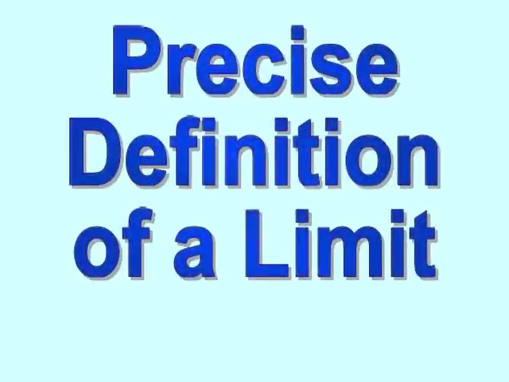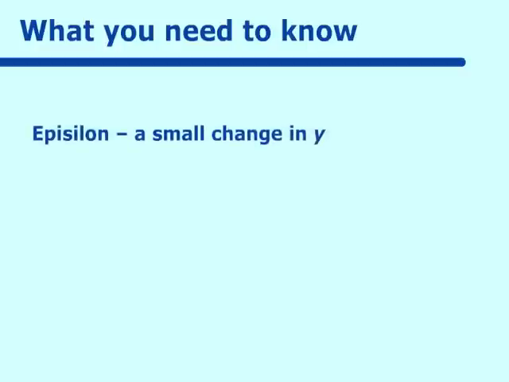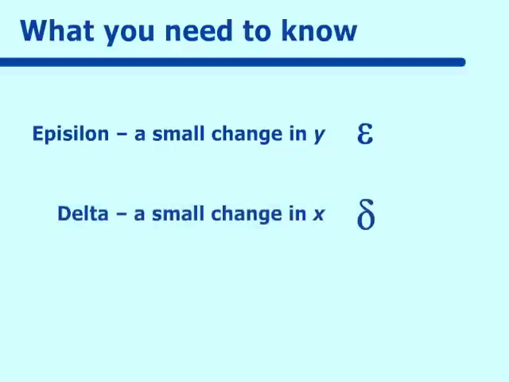This lesson is on the precise definition of a limit, or the epsilon delta definition. We will need to know a couple of things. What is epsilon and what is delta? Well, epsilon is a small change in y. We think of delta y, but this is even smaller than that, and that is why we call it epsilon. Delta is a small change in x. Again, something like delta x, but very, very, very small.